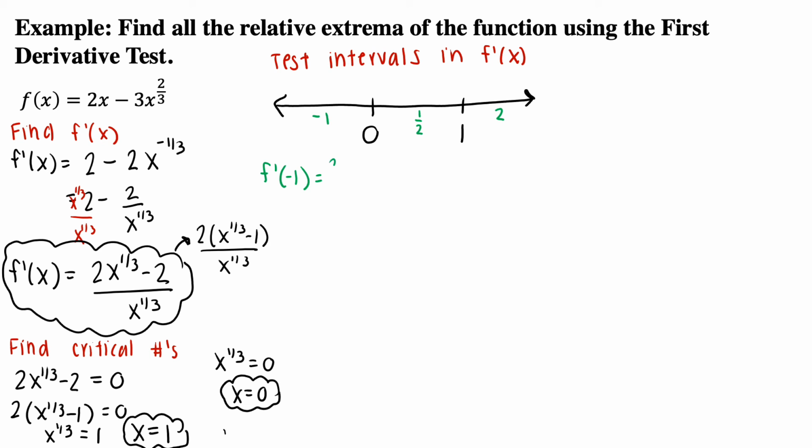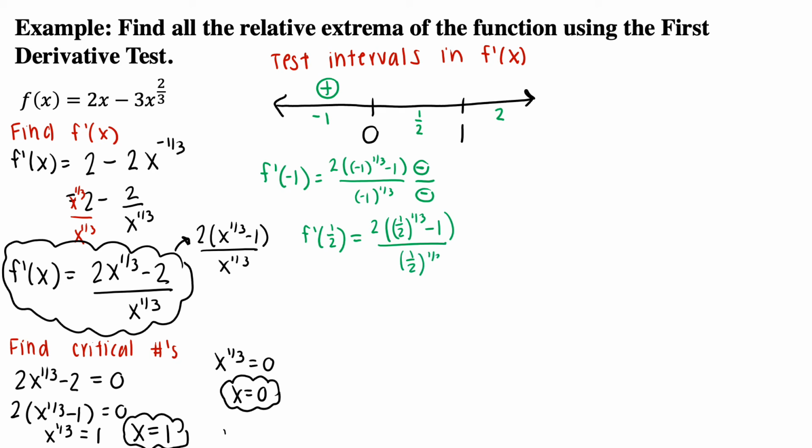So here we would get 2 times -1 to the 1/3 minus 1 over -1 to the 1/3. -1 to the 1/3, the third root of -1 is still going to be negative. Minus 1 is going to be negative. Times 2 is going to be a negative over a negative, which is going to give us a positive value. If we look at f prime of 1/2, we have 2 times 1/2 to the 1/3 power minus 1 over 1/2 to the 1/3 power.